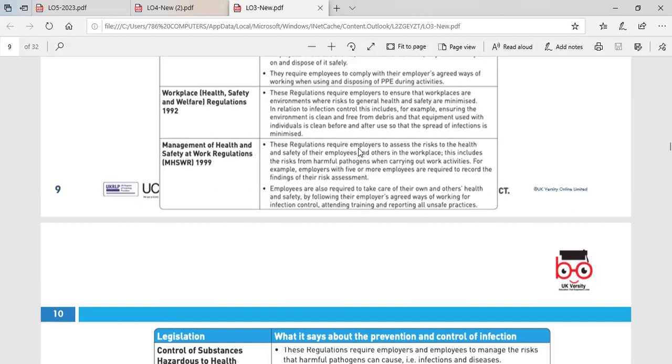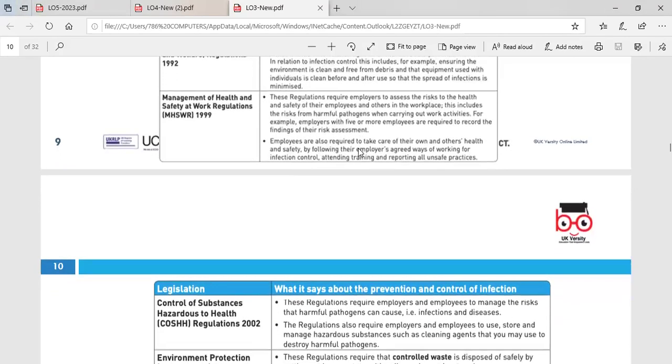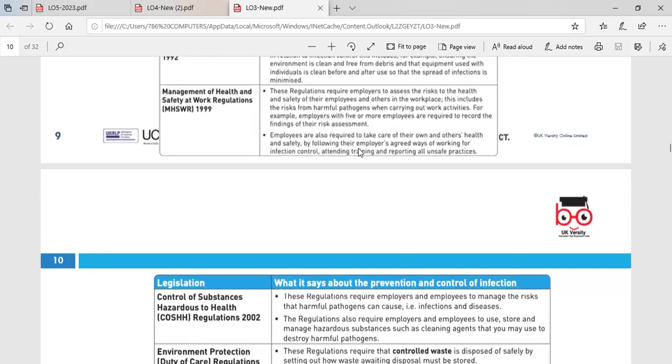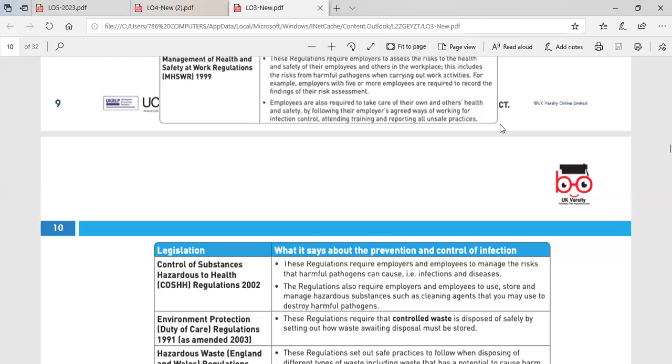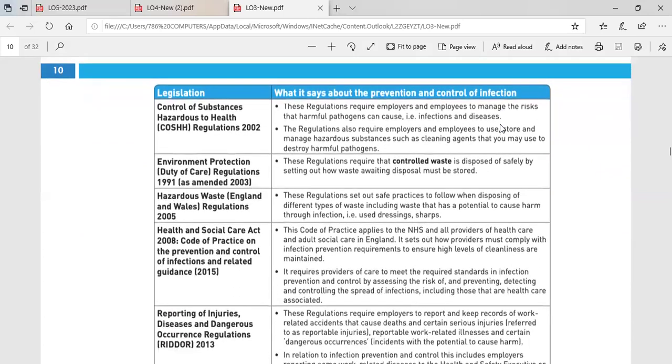Workplace regulations are very important. So it's ensuring that the environment is clean and free from debris, and that the equipment used with individuals is clean before and after use, in order to minimize infections. Management of Health and Safety at Work Regulations. This again has to do with work, and includes the risk from harmful pathogens being transferred from one work activity to another. Employers with 5 or more employees are required to record the findings of their risk assessment. Employees are also required to take care of their own and others' health and safety, and they should be adopting practices that are safe and not unhealthy for others.